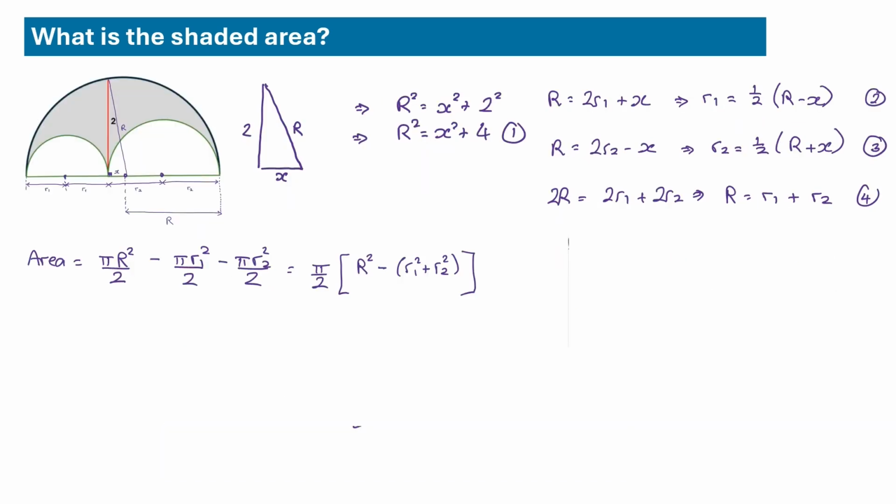Okay, so what I've now done is shrink the diagram down and put those equations in a slightly larger font so you can read them more easily. I have equation 1, which is the Pythagoras, and equations 2, 3, and 4, which are the various relationships of the radii.